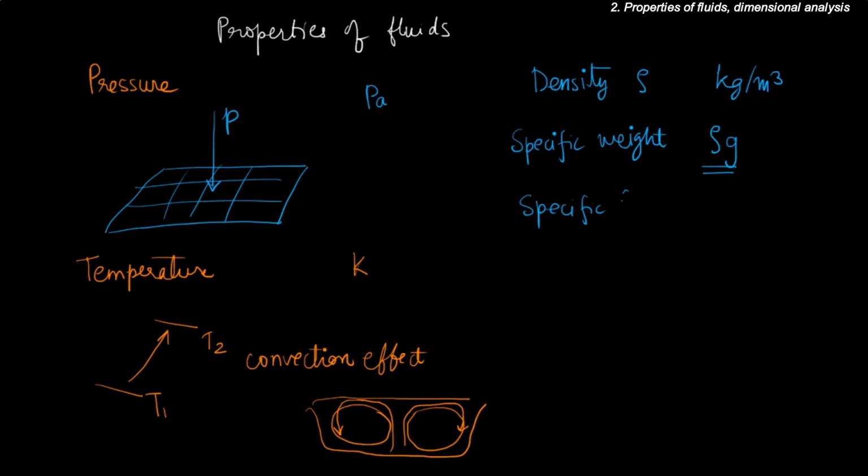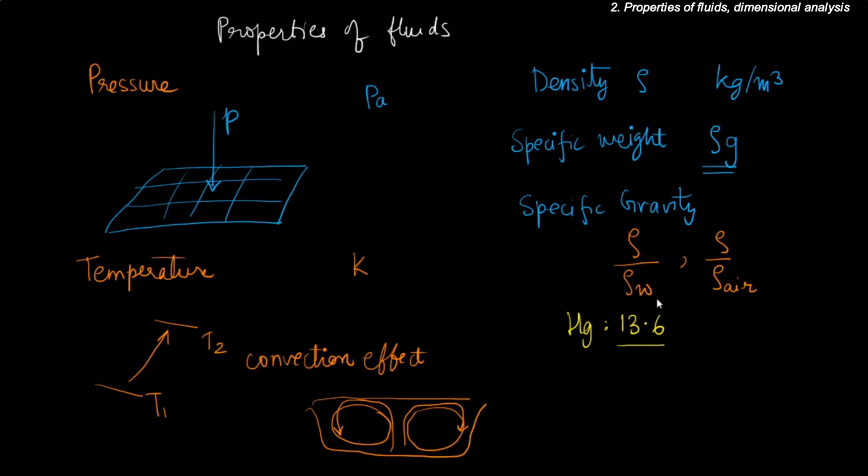Another important parameter is the specific gravity, which is defined as the ratio of the density of the fluid under consideration to the density of a fluid at a known state, or a density of a fluid for a reference state. So the reference state can be either water or air. So specific gravity is defined as rho upon rho w or rho upon rho air. For example, the specific gravity of mercury is 13.6, meaning it is 13.6 times denser than water.